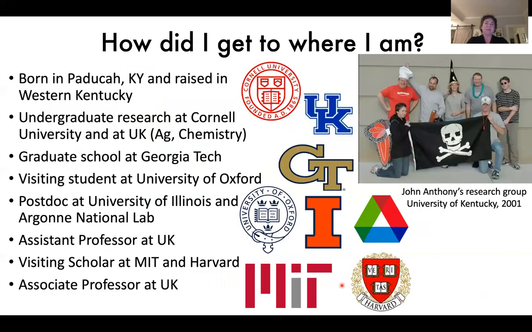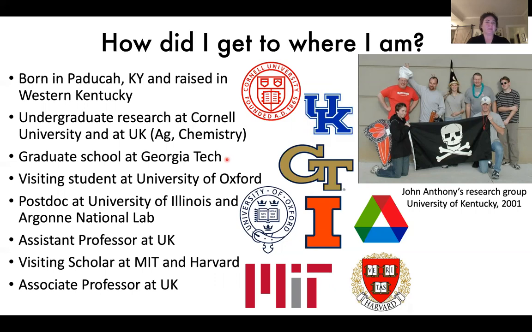How did I get to be where I am? I was born in Paducah, Kentucky, and I was raised in Western Kentucky. That was in McLean County, where the closest town was Calhoun. I did undergraduate research at the University of Kentucky in the College of Ag and in the Department of Chemistry. And I also spent a summer doing research at Cornell University on enantioselective catalysts for the production of renewable polymers.